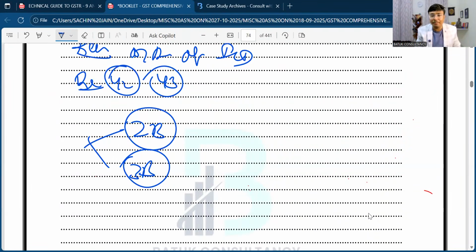So how can we verify? What is the solution for checking the tax payment? For that purpose, the government said that you have an option. Whatever your outward supply is, you have to pay the output tax on it, and that output tax you have to set off from your input tax credit. And the balance figure you have to pay through cash.